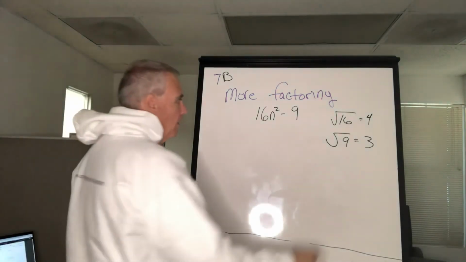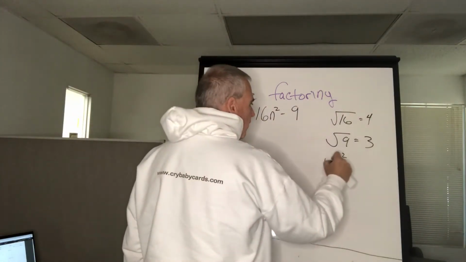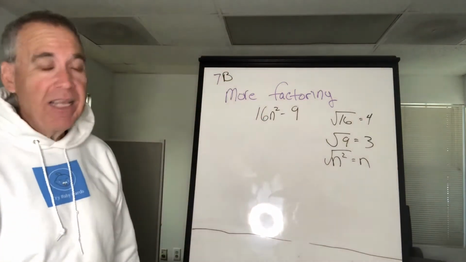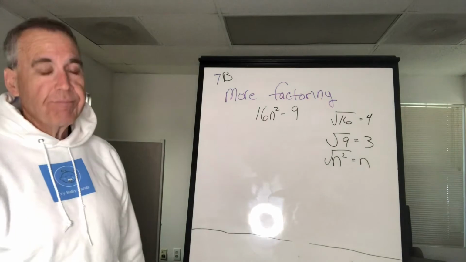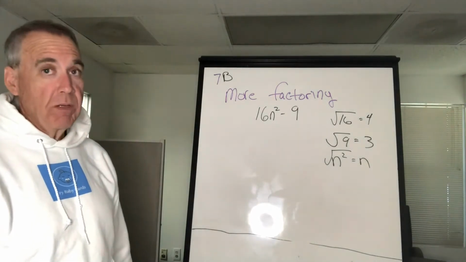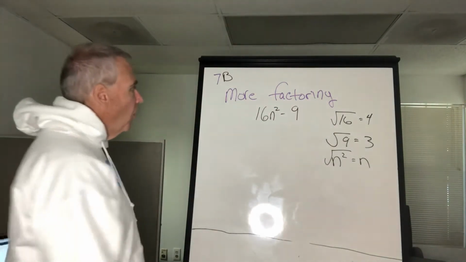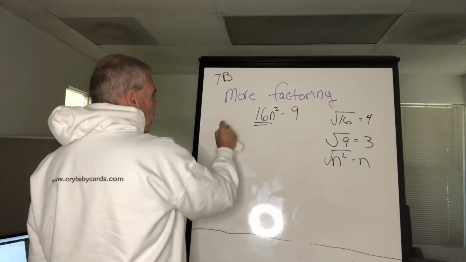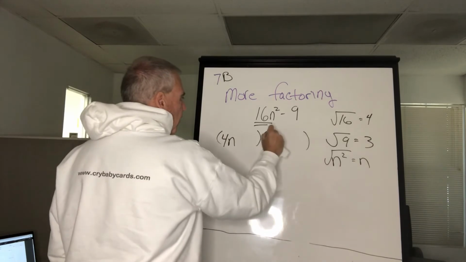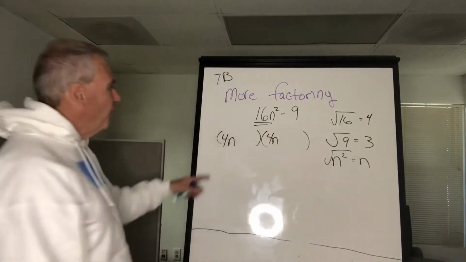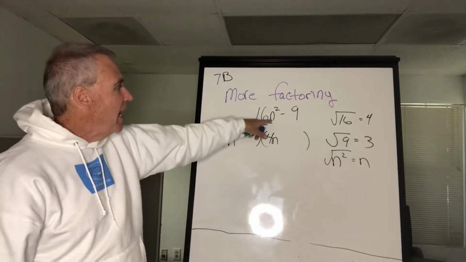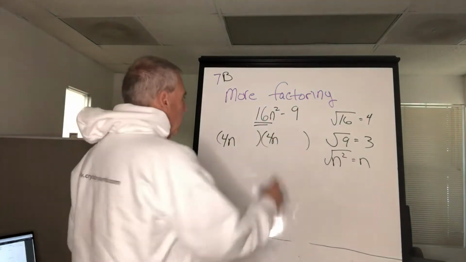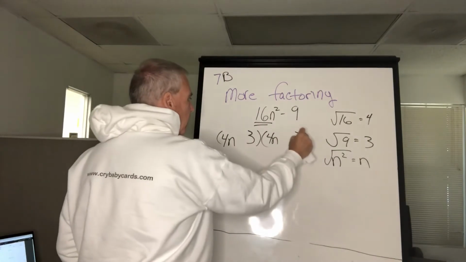By the way, n squared is also a perfect square. Its square root is n, because n times n is n squared. Say what? Yeah, just trust me. Ask me in class. So that's a perfect square root. It's 4n. 4n times another 4n is 16n squared. Perfect square root. 9 is 3 and 3.